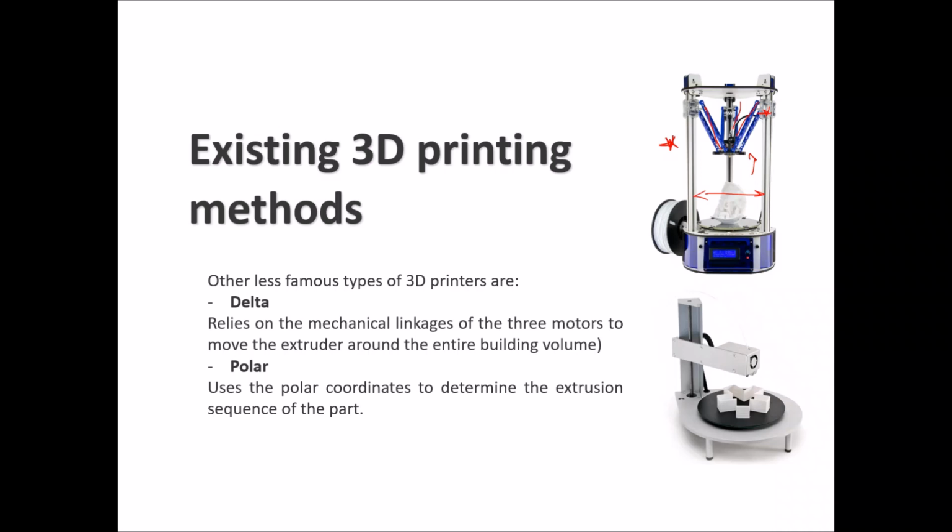The second one is the polar coordinate based 3D printer. As we can see here, this printer has a base that rotates on a certain angle, and you have the nozzle here which rotates and moves. It moves in the Y direction, and at the same time it rotates so that it will have a space based on the polar coordinates. You will have a point in the space where you need to drop your 3D printing material and create the object.